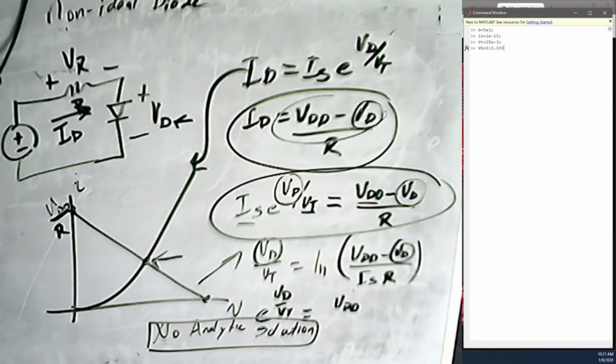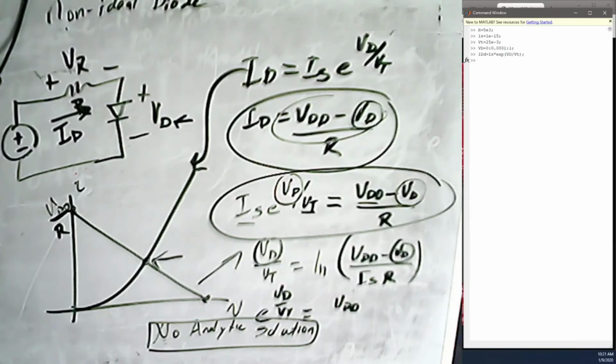I'll make a whole bunch of them, just to make everybody happy. Okay? So we'll do this one, and I'll say ID, and I'll call it for the diode. And I'm going to do that top equation is equal to IS times the exponential of VD divided by VT. Okay? And we can plot that. We'll do that here in a second.